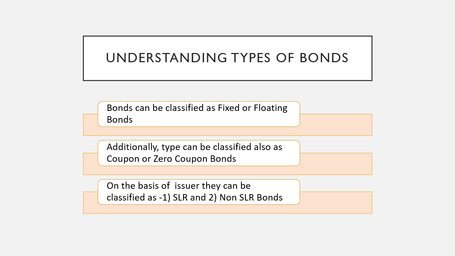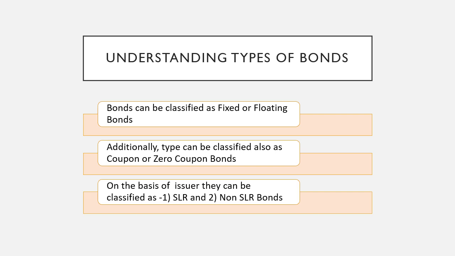There are other ways also to classify bonds. For example, bonds can be classified as coupon bonds versus zero coupon bonds. Coupon bonds pay periodic coupons, whether fixed or floating, while zero coupon bonds do not pay any coupon explicitly. However, the difference between the issue price and the maturity value is what gives the return to the investor. However, at this stage, we are not discussing either the first or the second one.